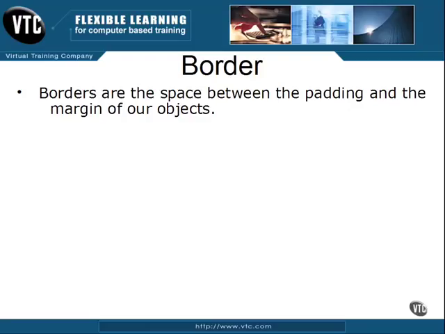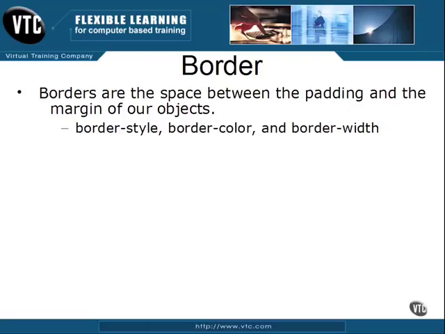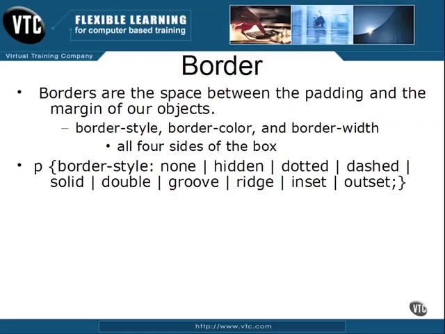border properties. Now for our border, we're going to have border style, border color, and border width for our properties. And all three of these will be available for our 4 sides of the box. Now before we talk about how you're going to set the properties for all 4 sides of the box, let's talk about our different values that we can place into each of these 3 main properties. So for our border style, we have none, hidden, dotted, dashed, solid, double, groove, ridge, inset, and outset.